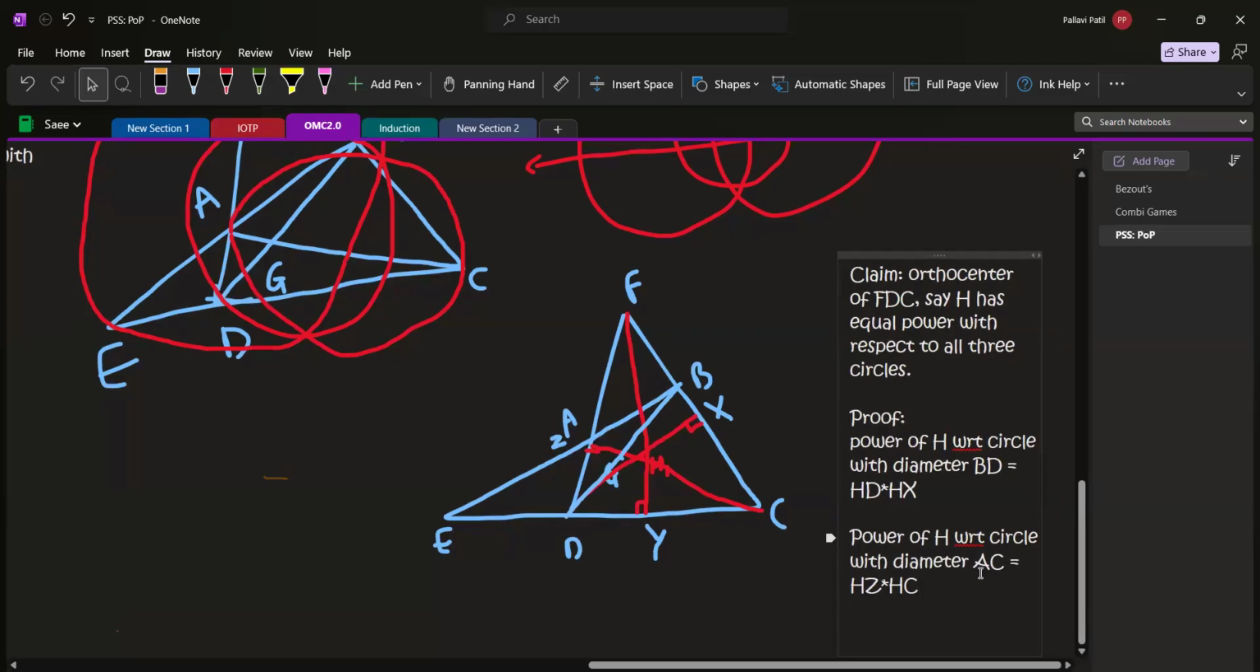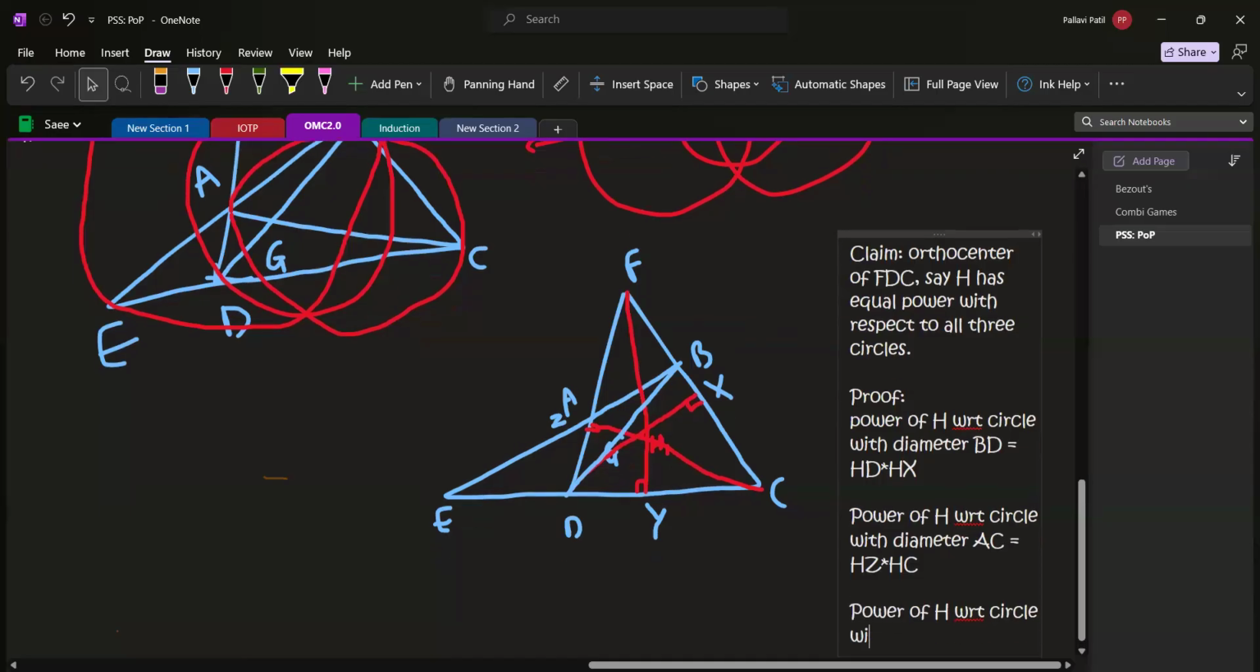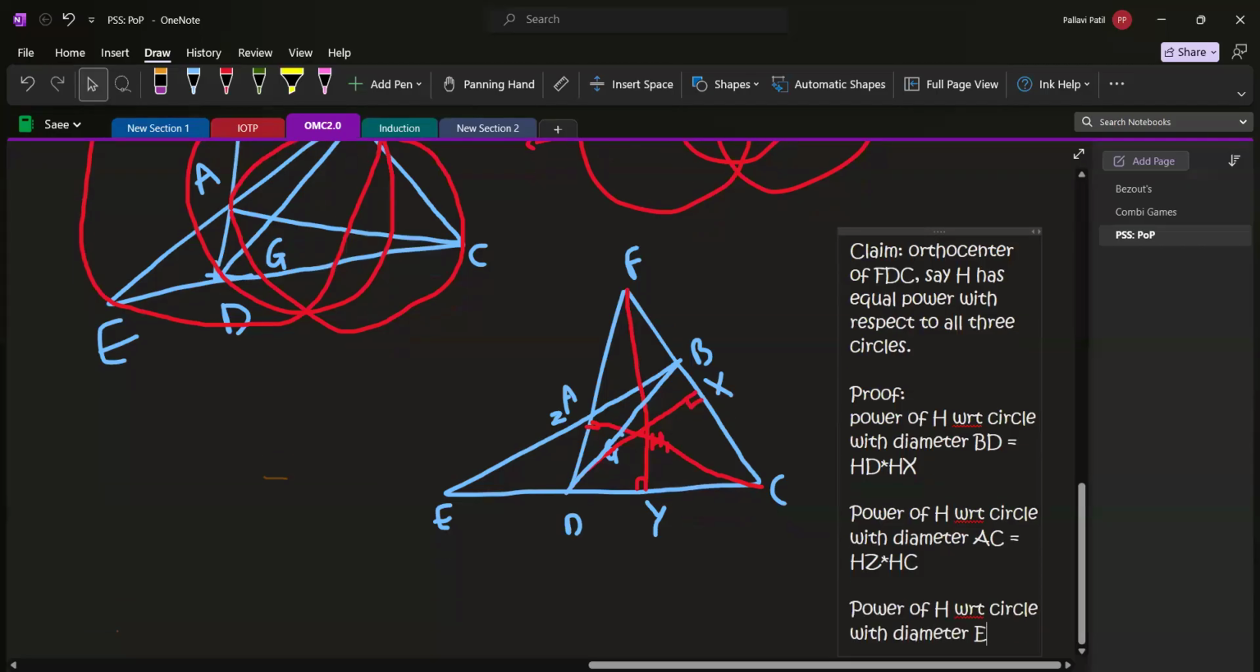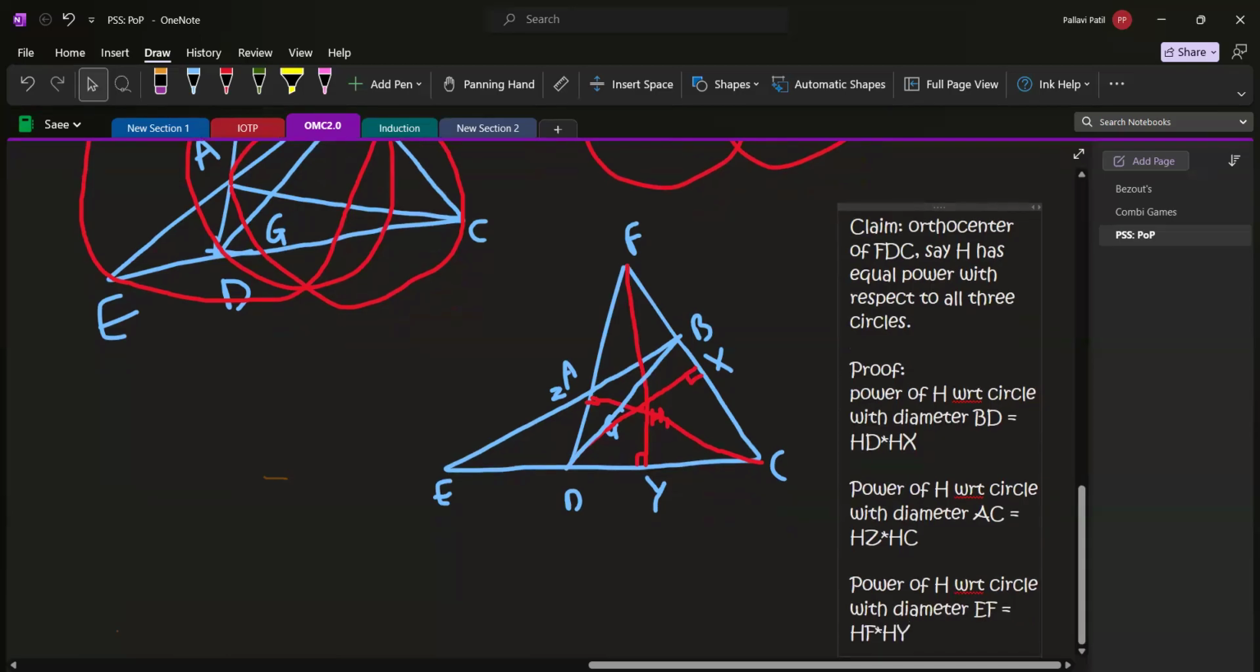And now if we look at the circle with diameter EF, the power of H with respect to that circle will be FH into HY. Exactly. Since FYE is 90, we know that the power of H with respect to the circle with diameter EF is going to be HF into HY.